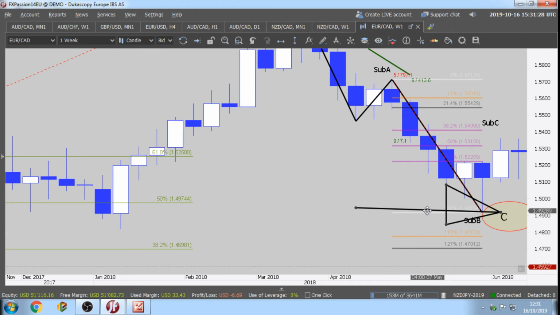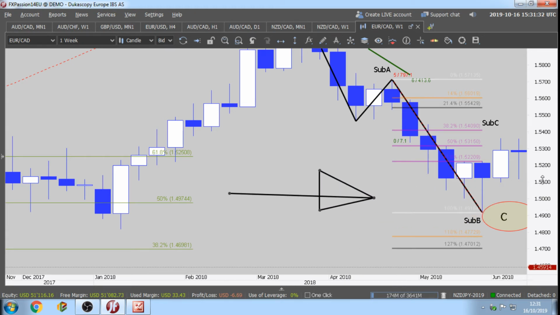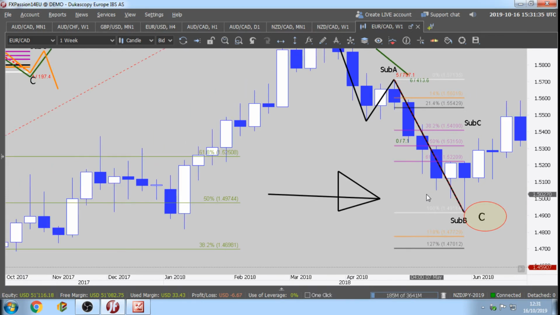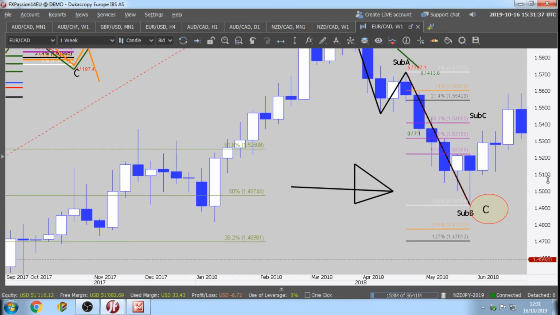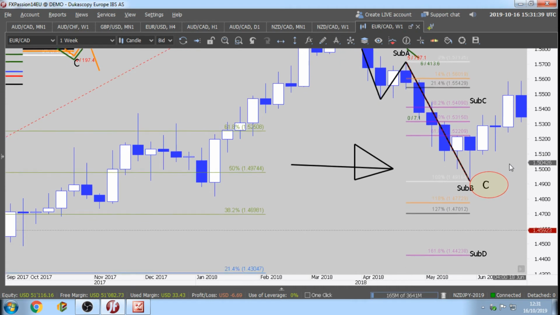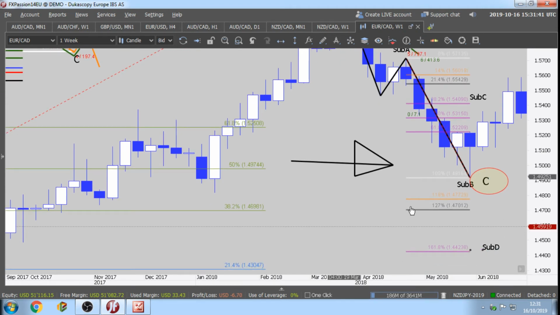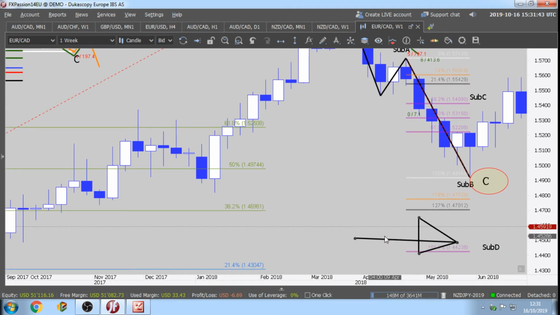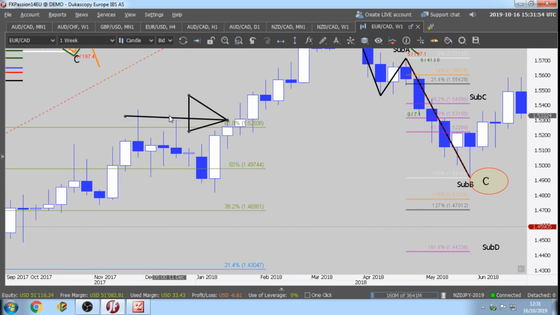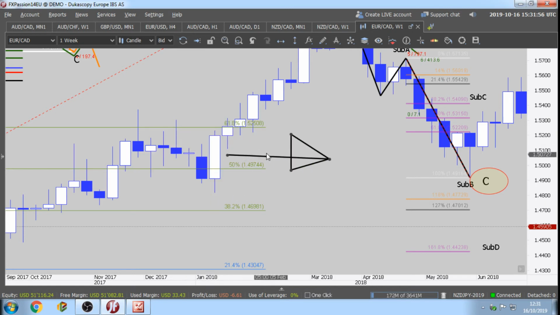Miguel says, no, this is not a confirmed C. Yes, correct. Why not? Because the appropriate extension of the sub A, sub B, sub C, sub D is down here. So the appropriate or the maximum extension of the sub D is here, but we are still inside the big AB boundary. Not confirmed, not yet.